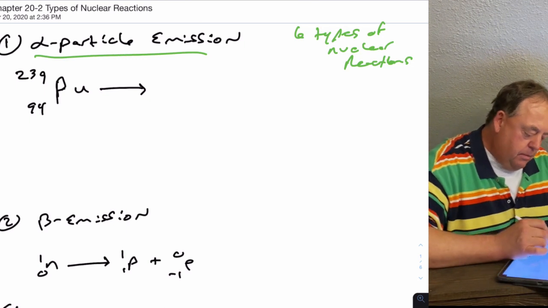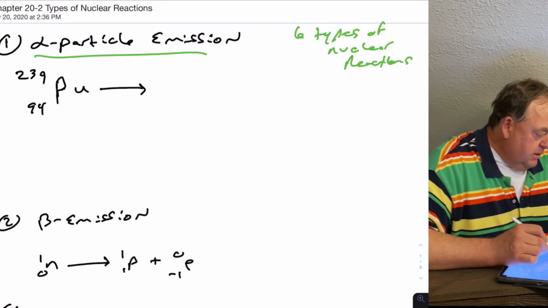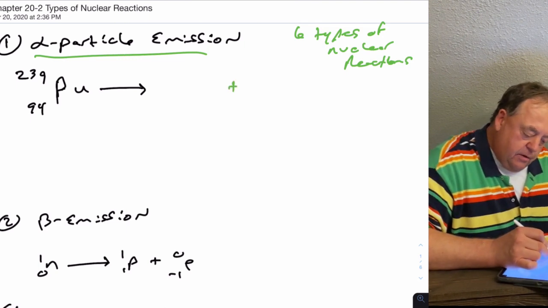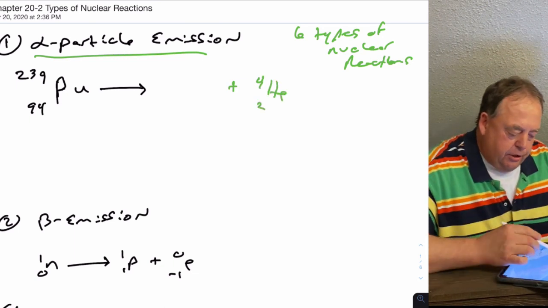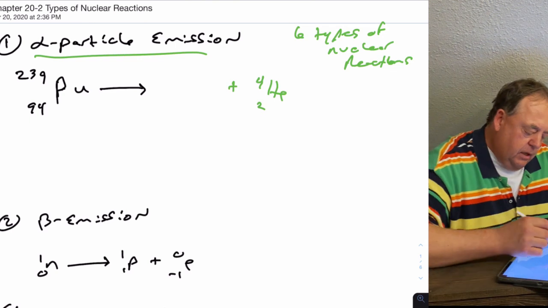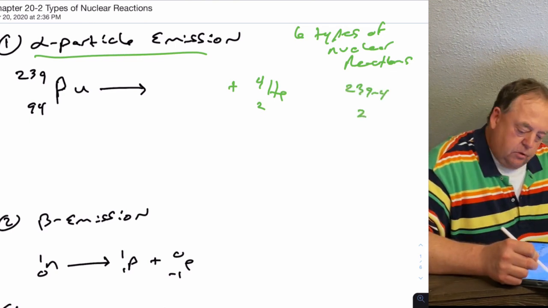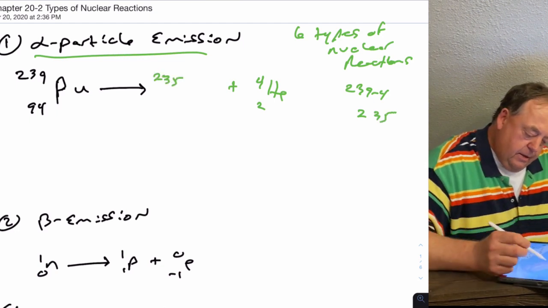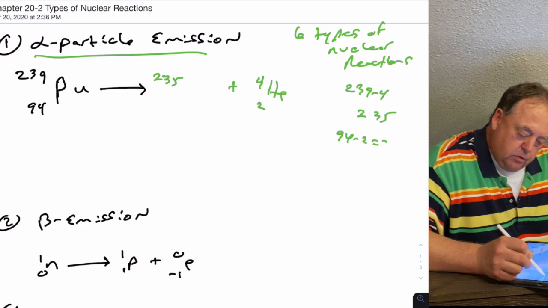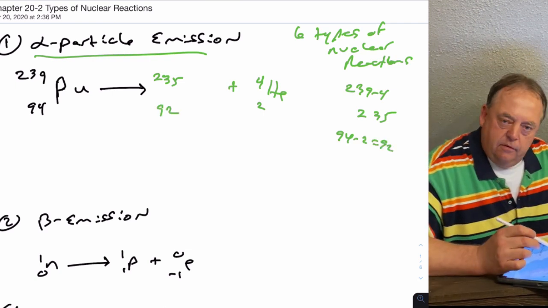So plutonium-239 is radioactive. It'll undergo alpha emission, so it's going to give off an alpha particle. And so once you know that, then you can figure out what it decomposes to. So 239 minus 4, so 235. And 94 minus 2 is 92. So that would be the subscript, 235 the superscript.